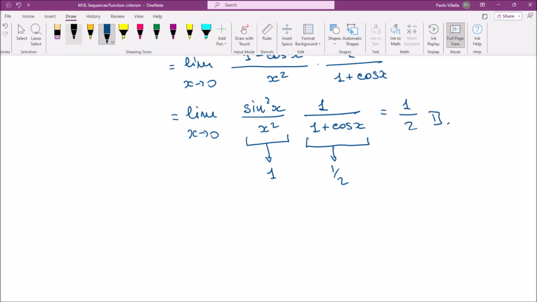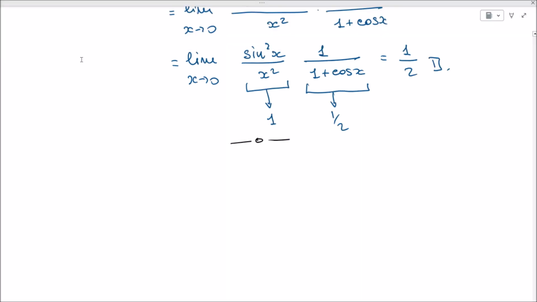Let's prove another limit now. Let's take the limit as x goes to 0 of tangent of x divided by x.